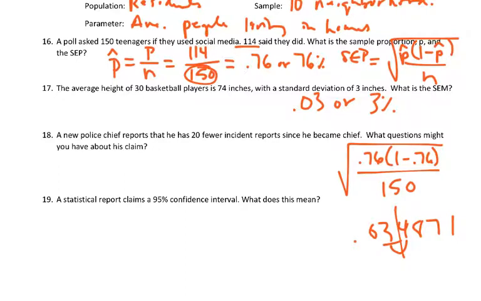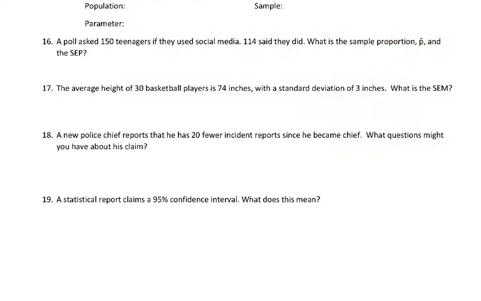Now, number 17 says the average height of 30 basketball players is 74 inches, with a standard deviation of 3 inches. What is the SEM? Okay, that's the standard error of the mean. For this one, and I know there's a ton of formulas, it's standard deviation over the square root of n.